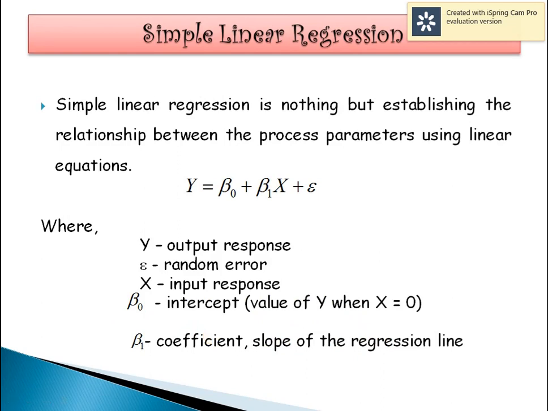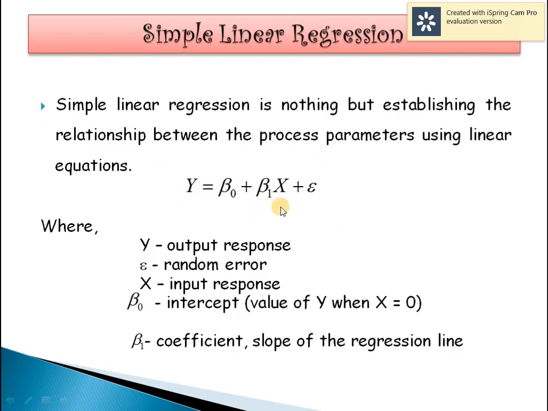There are two types of general regression models. First one is simple linear regression, second one is the multiple regression model. The simple linear regression model is a simple mathematical model with a linear expression.